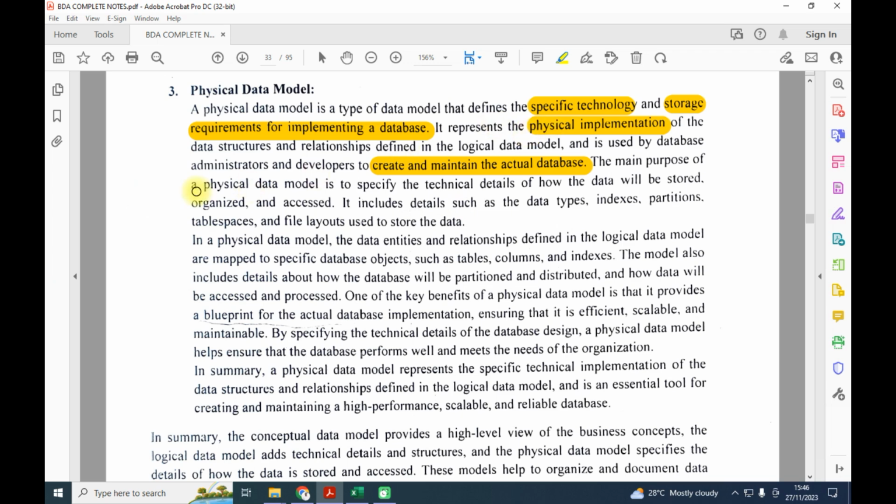The main purpose of the physical data model is to specify the technical details of how the data will be stored, and that's why we are talking about the technology and the storage. That is what is covered under the physical data model, how the data will be stored, how it will be organized, and how it will be accessed through the storage. When we store it, how shall we be able to access that particular data? So it includes details such as data types, the indexes, the partitions, table spaces, and file layout used to store the data.